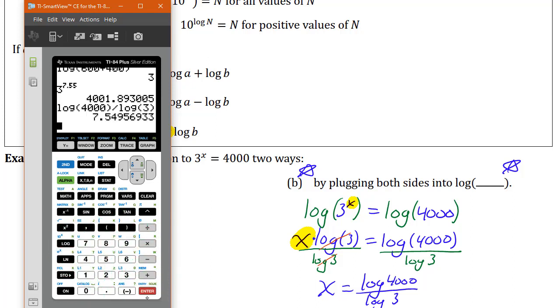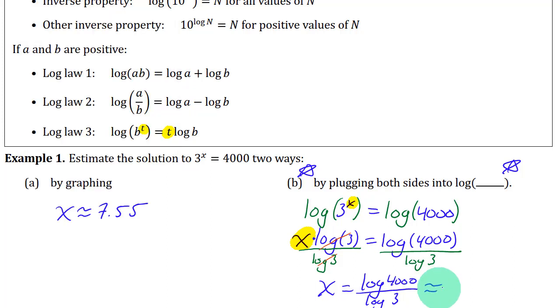It is about 7.549569, which is a bit more precise. If we do 3 to that power, we're going to get precisely 4,000. So I'm going to write it as 7.5496.